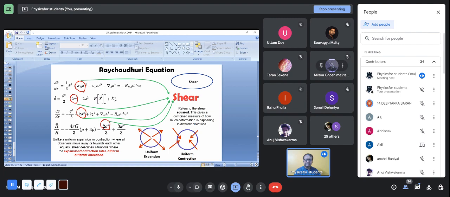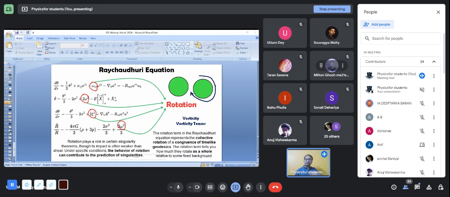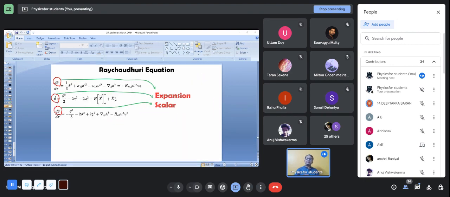But here just understand there is a shear element, and there is a rotation element also, because the universe is rotating also, and the omega term actually talks about the rotation. So rotation definitely takes a very important role, right? And there is something called the expansion scalar. I will come to that part. Scalar expansion of the universe.